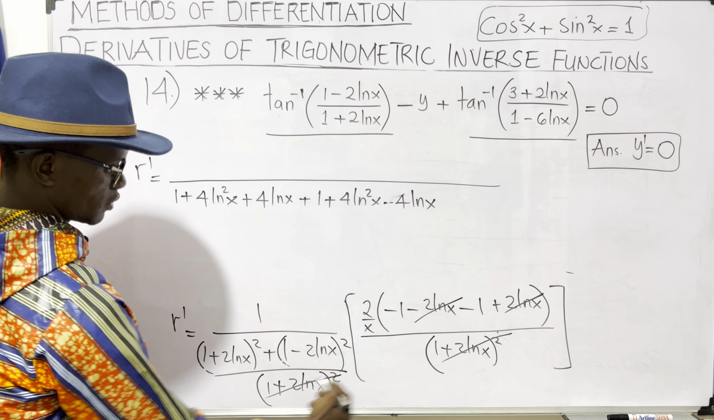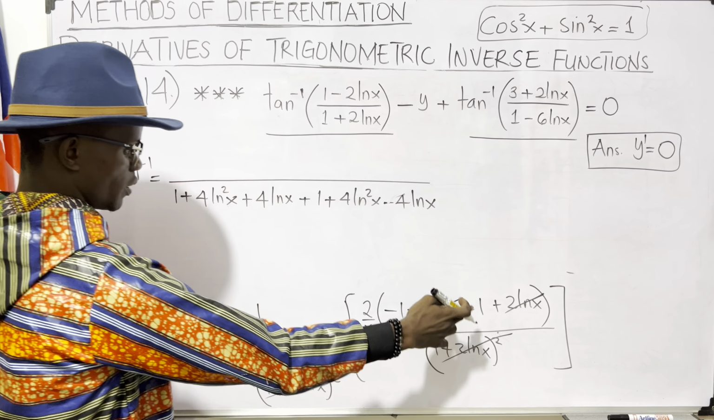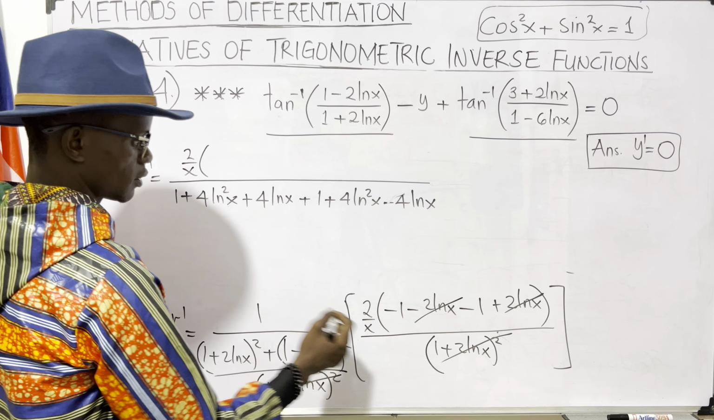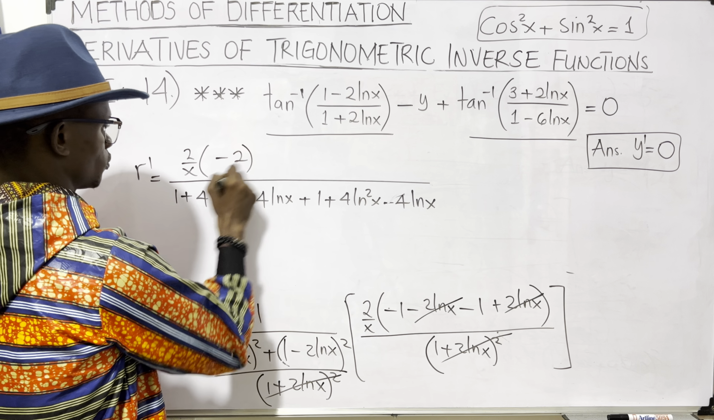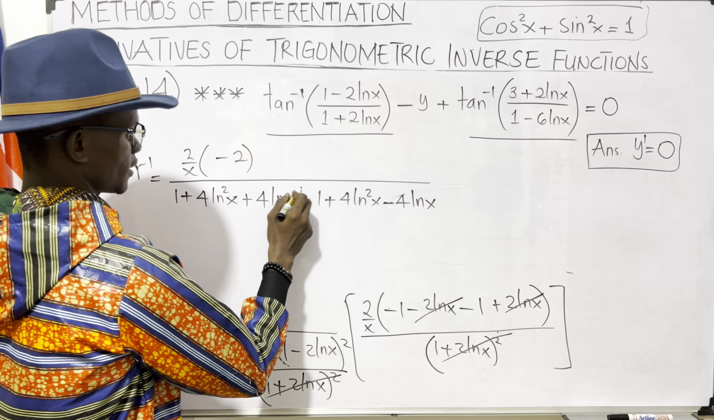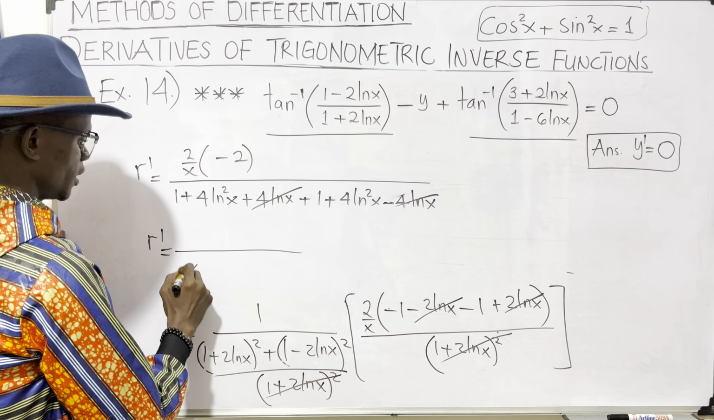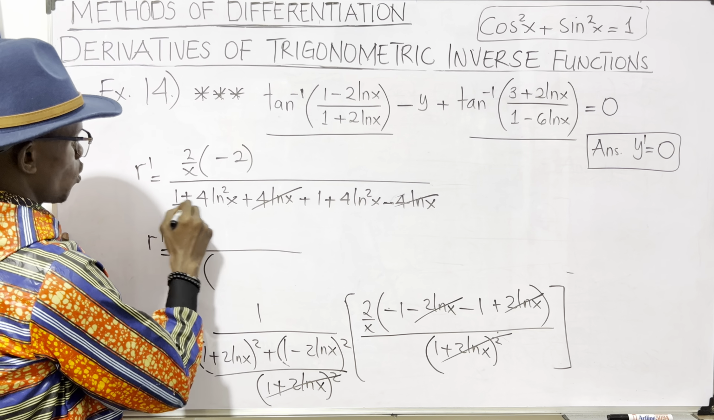Now, this is already out. In the numerator we have 2 over x times minus 1 and minus 1, which is minus 2. Let's simplify the denominator. Can anything cancel there? Yes, this can cancel this one. So r prime now becomes, this x goes in the denominator, 1 and 1 is 2, and what is also there? 4 ln squared of x and 4 ln squared of x, so this is now 8 ln squared of x.